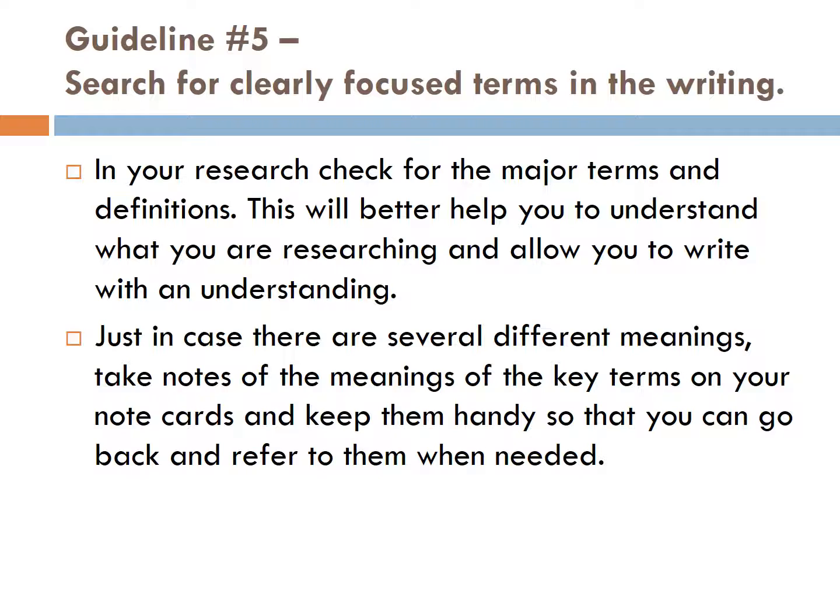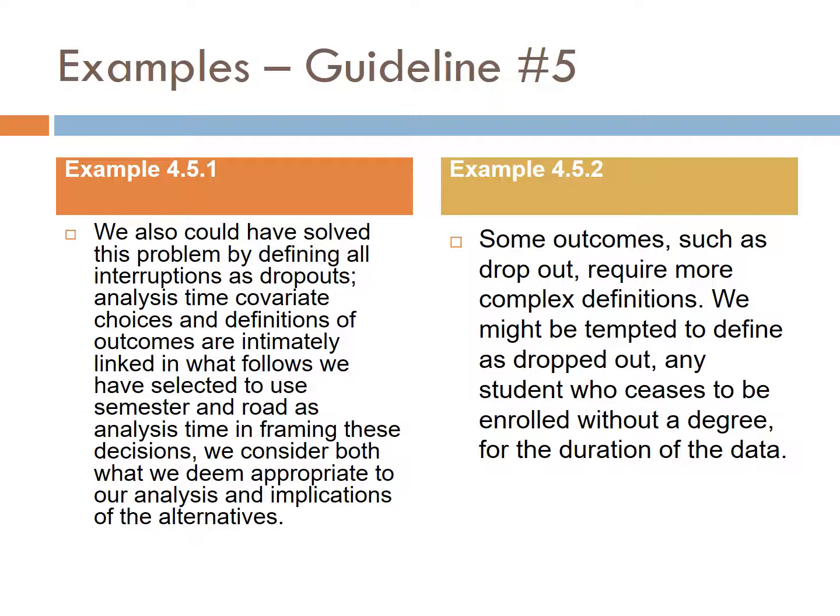Okay, so then we're going to go to guideline 5. This first example, 451, is a researcher researching articles dealing with dropout information in regards to college dropouts. This specific example is defining dropouts, and as you can see, this is all interruptions as dropouts. That's one definition, so you would want to have that definition on your note card.